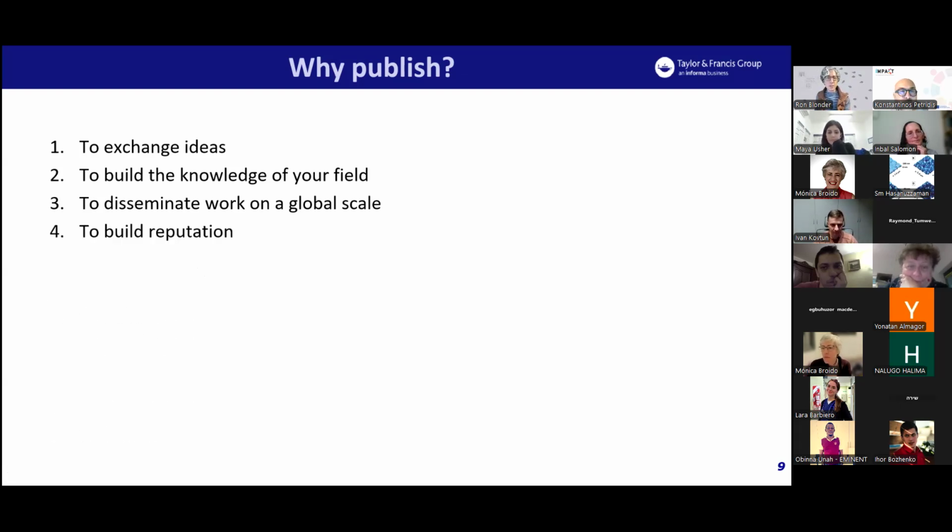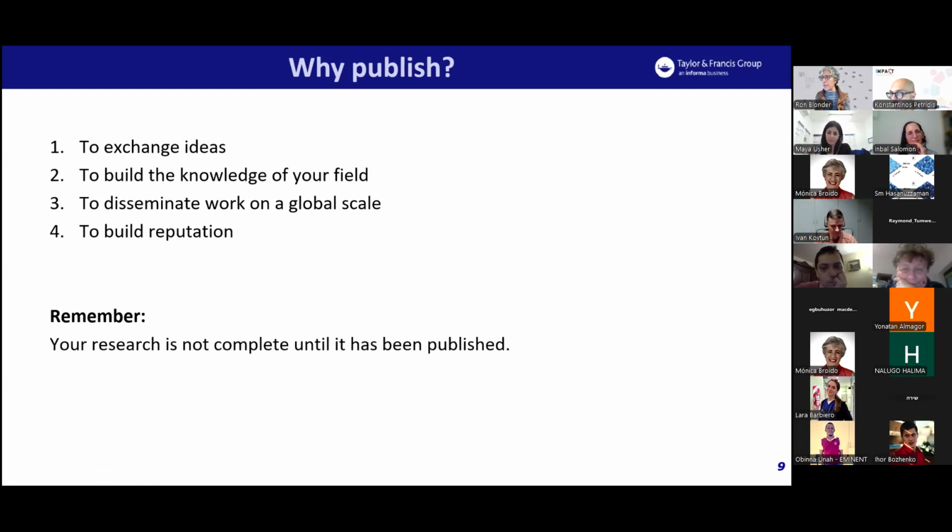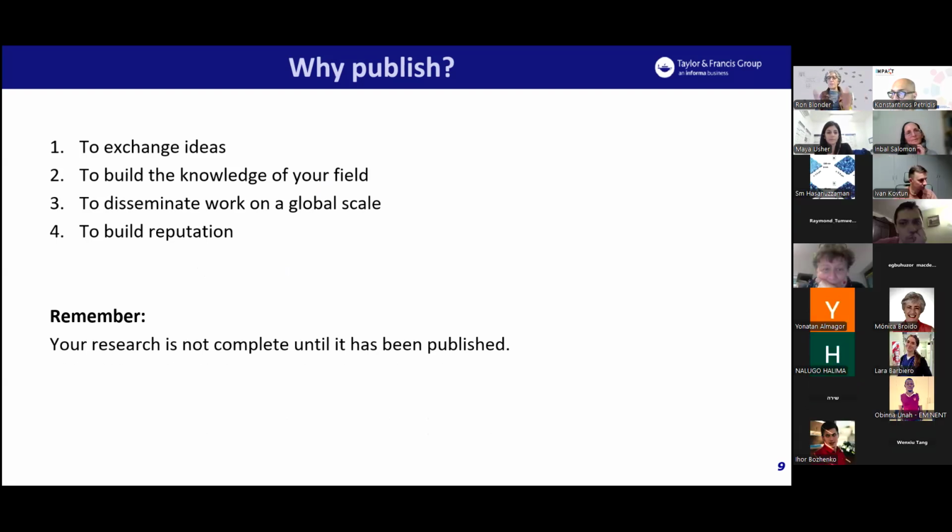And also to build reputation. We shouldn't be ashamed to say it. We want to be famous. Okay, we did something. We want other people to know about us. And also, it's really important to remember that even if you did groundbreaking research, if you didn't publish it, nobody knows. It's as if you didn't do the research. So publishing is essential part of scientific research.